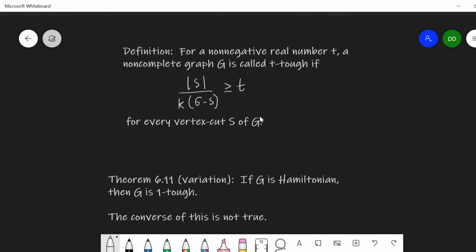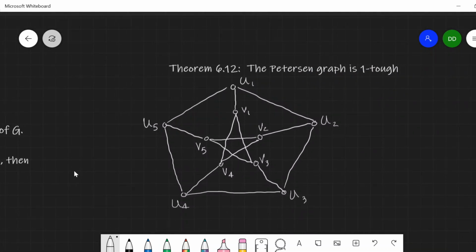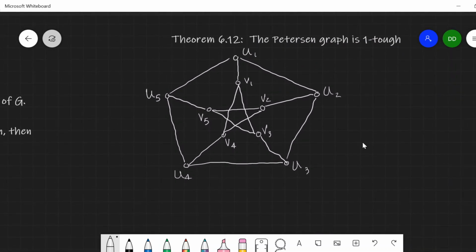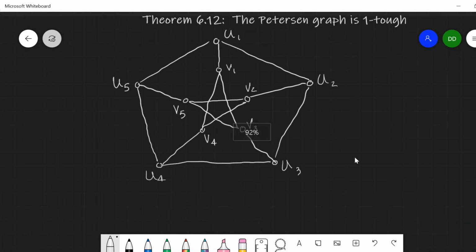and then you might be wondering what's the purpose of this new parameter, this new definition. The idea is that there is an outstanding conjecture for a sufficient condition for a graph to be Hamiltonian that involves this parameter. So let's jump to the Petersen graph. Let's see why the Petersen graph is 1-tough.